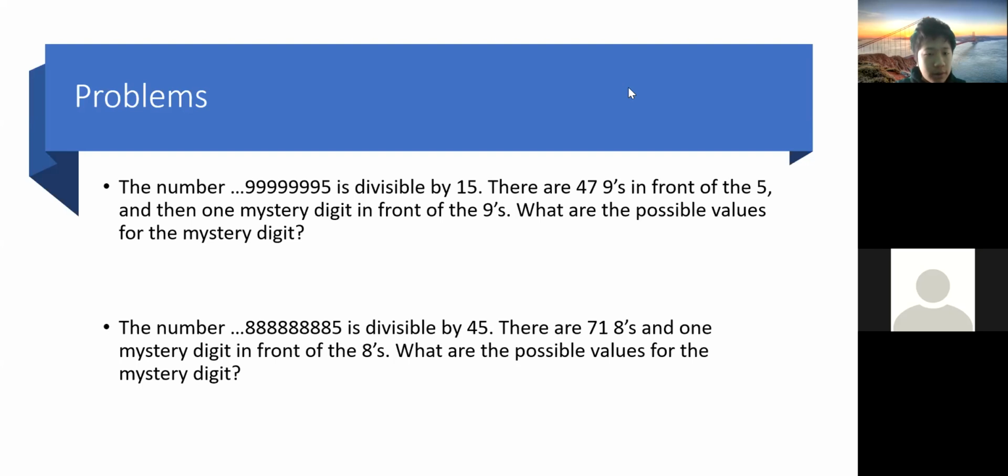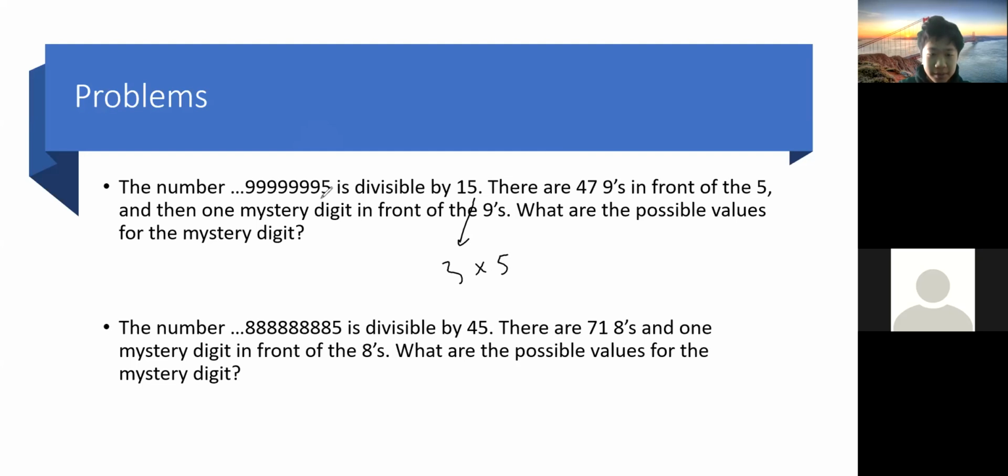So I'm going to go over these now. First one, this number 9999995 is divisible by 15. So what's the rule for 15? We don't have a rule for 15, but if you notice, 15 is 3 times 5, which means if it satisfies the rules for 3 and 5 individually, the whole number is divisible by 15.